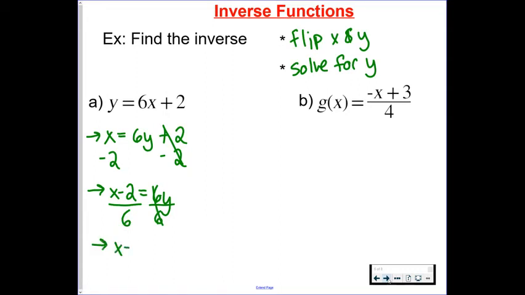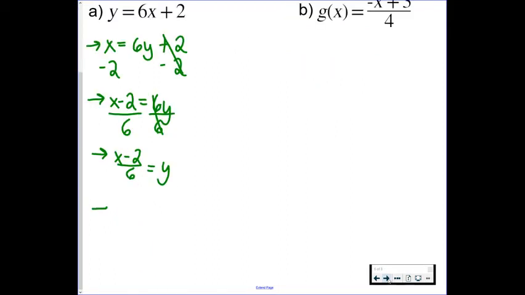So that x minus 2 over 6 equals y. Now that y is by itself, this is our inverse function. X minus 2 over 6 equals... The notation to denote the difference between the function and the inverse looks like this: f inverse of x.